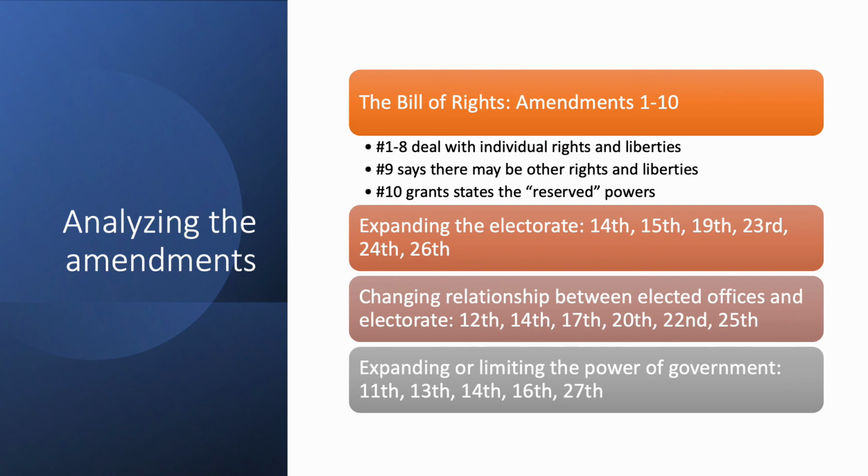This is a very interesting amendment. Think about that. They're saying just because you don't have in writing a given amendment in the first 8 doesn't mean there aren't others. Isn't that interesting? And the 10th Amendment says the states have the reserved powers. We've talked about that. Now, several amendments basically expand the electorate. The 14th, as we've talked about, 15th, the 19th, 23rd, 24th, those are all about expanding the electorate. Then we have other amendments that change the relationship between the elected officials and the electorate in various ways, mainly about the presidency. There are a number of issues in here about the presidency. And then there are the ones that limit the powers of government, 11, 13, 14, 16, etc.